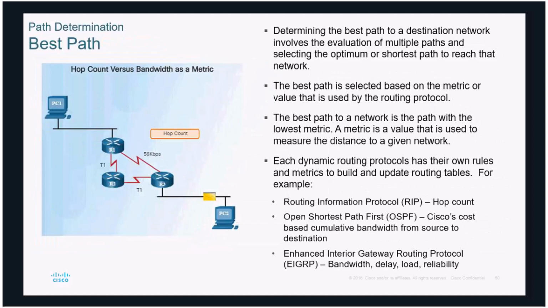Onto the maths now, best path determination. We've got this idea of hop count versus bandwidth as a metric. Here, the red line is the speed of the connection, and there are various hops between these routers. This is a T1 connection, fast. That's a slow connection, R1, R3 there.